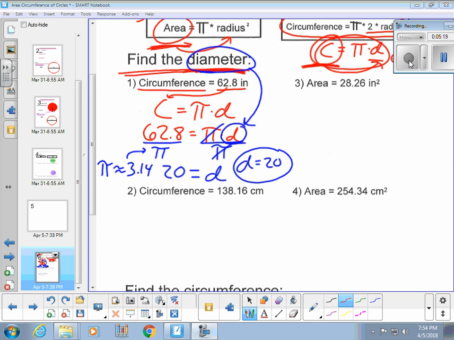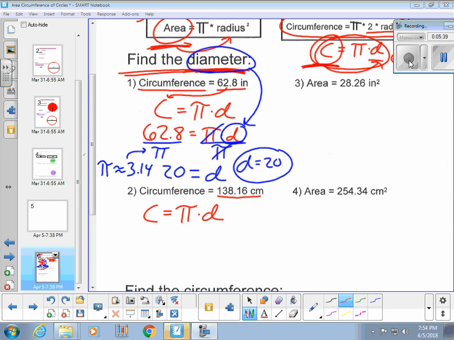Okay, so hopefully you've tried it yourself. It's similar to the one above, right? It says the circumference of this circle is 138.16 centimeters. So first, let's write down our formula for circumference. Circumference equals pi times diameter. And again, we're trying to find the diameter in this problem. Some problems in the future, we might be trying to find the radius or something else, but this one we're trying to find the diameter.